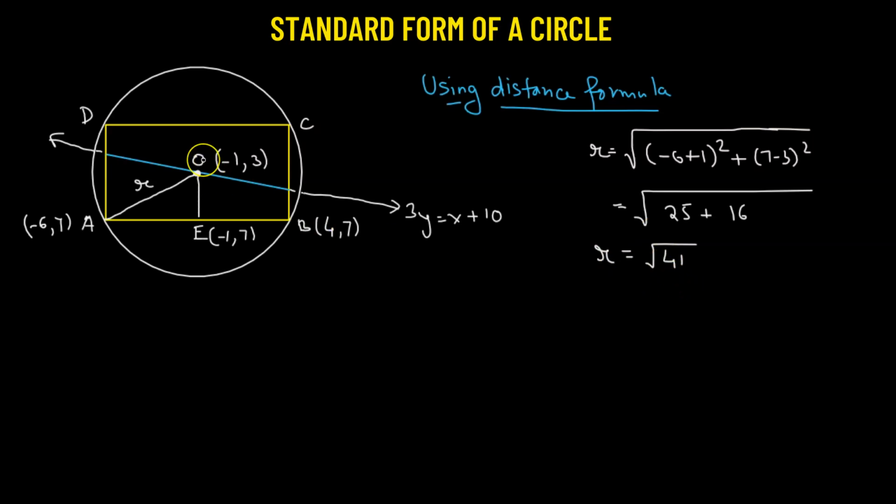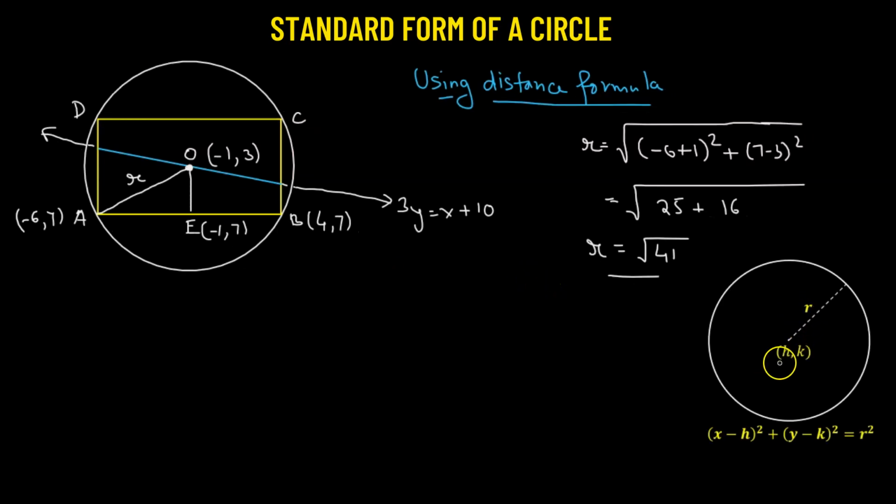Now we have the coordinate of the center of the circle as well as the radius of the circle. What we can do is use the standard form of a circle to obtain its equation. So if we have a circle whose center has the coordinate h comma k and a radius of r, then the standard form of a circle is given by the formula x minus h whole squared plus y minus k whole squared equals r squared.